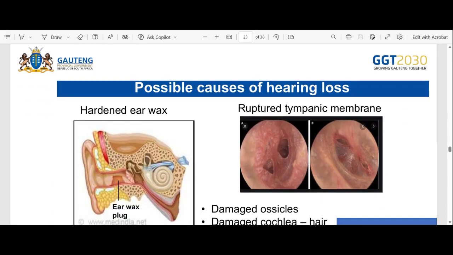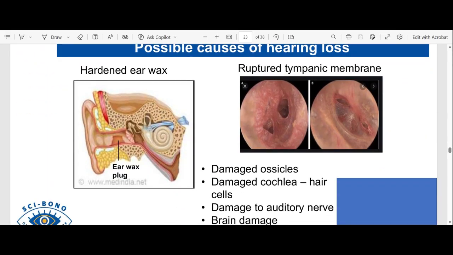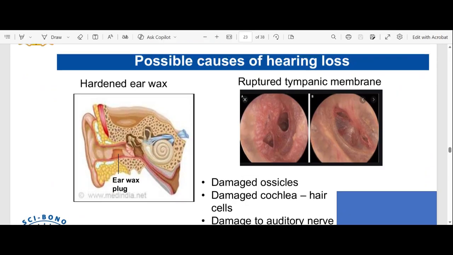Now let's look at hearing defects. So these are hearing defects. Possible causes of hearing loss. So what causes hearing loss? Hardened earwax can cause hearing loss because it means nothing will pass through the sound waves. There will be a disturbance of sound waves in your auditory canal, right?